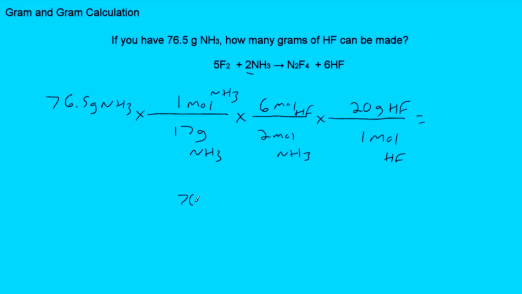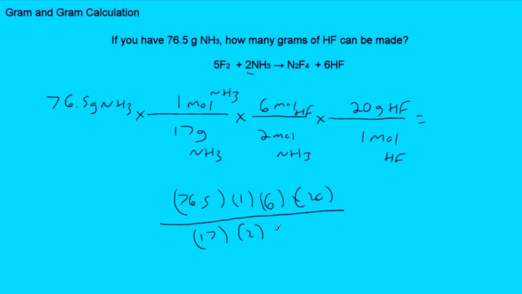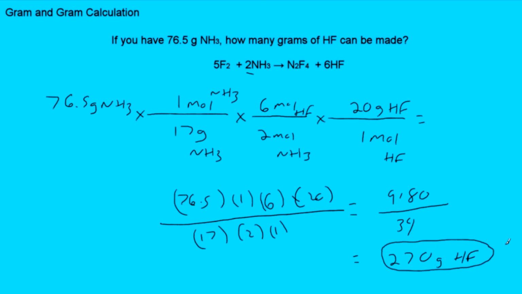So we're going to go 76.5 times 1 times 6 times 20 divided by everything on the bottom. 17 times 2 times 1. This comes out to 9180 on top. 17 times 2 times 1 is 34. So we got the same answer as we did before, but this is another way to do it where you're just doing all the calculations as one long dimensional analysis problem. You can do that or the way I showed you a second ago.